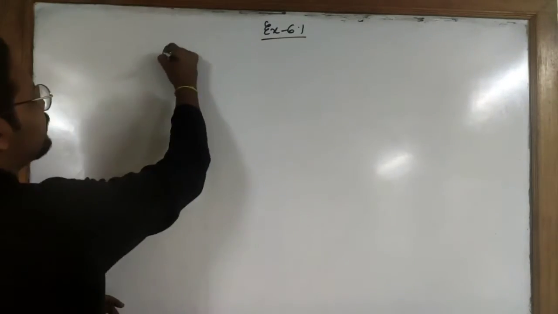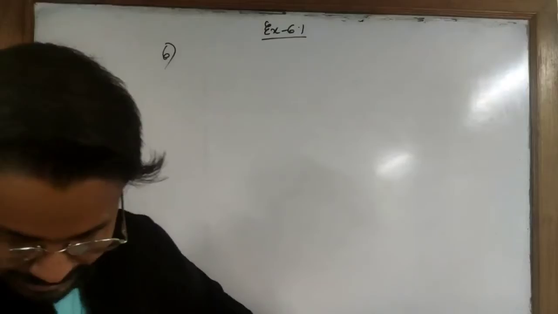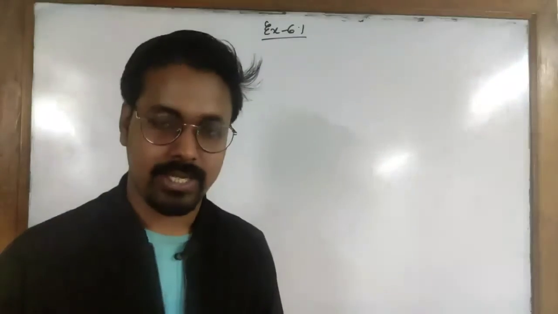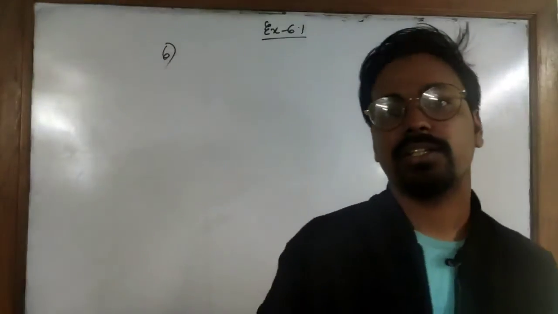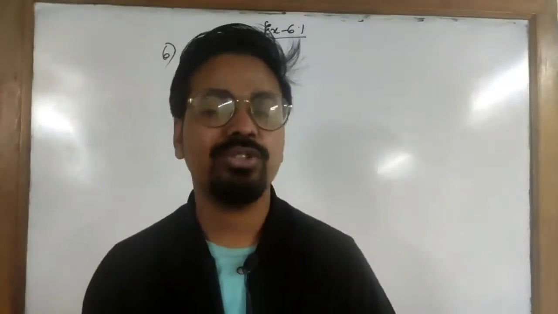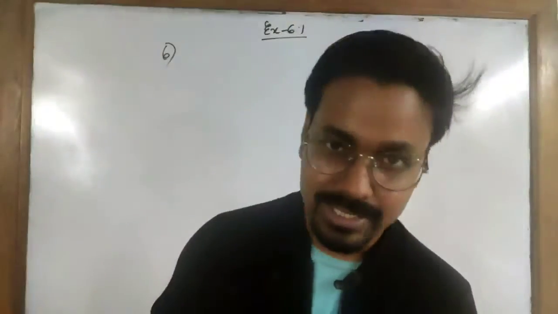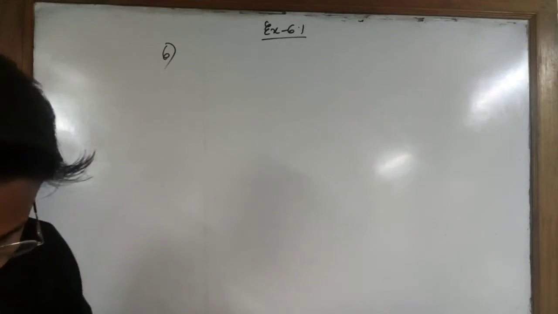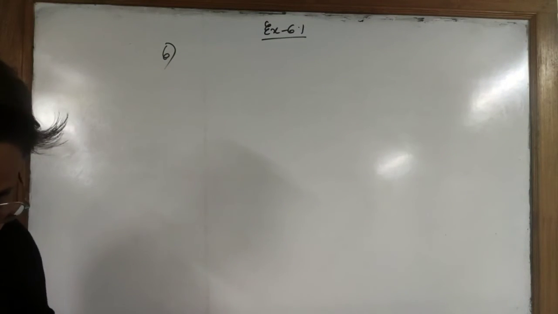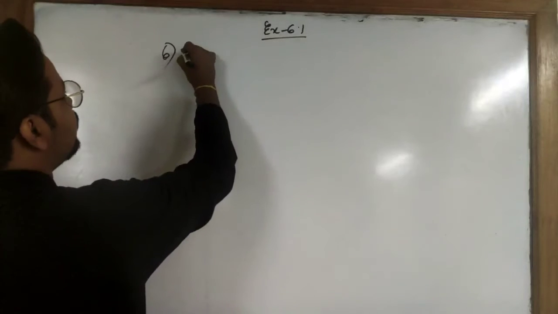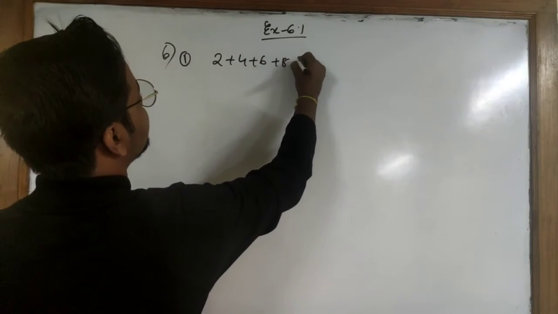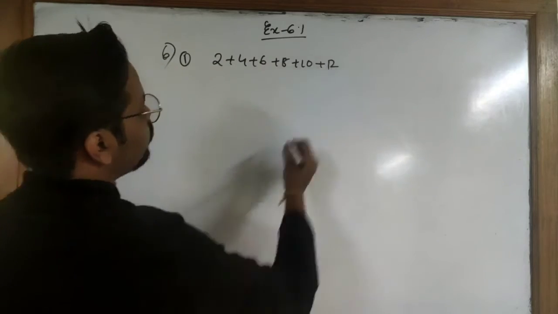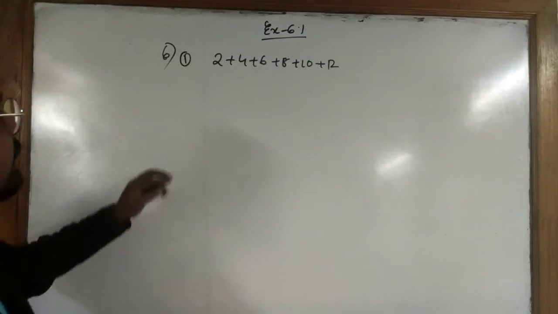Here you have to express the given sequence as a summation. If you have to express it as a summation, you have to find the general term. Once you find the general term, then you can write the summation. So what series is given? Let's check. It is given 2 plus 4 plus 6 plus 8 plus 10 plus 12, right? Yeah, this is what is given.